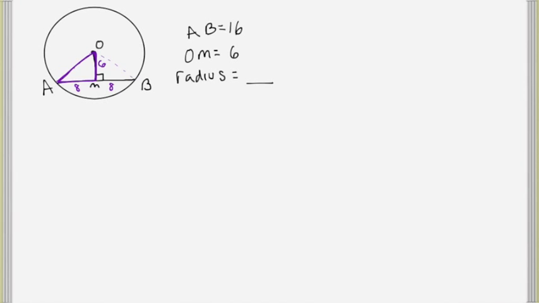So we get a right triangle then, and if we're looking for the hypotenuse of that right triangle, how do we find it? Pythagorean theorem. And make sure that when we do the Pythagorean theorem, the hypotenuse is always the one that's alone. So we're going to do 6 squared plus 8 squared equals c squared, since we're looking for the hypotenuse in this picture. 36 plus 64, which is 100. So that radius length is going to be 10.